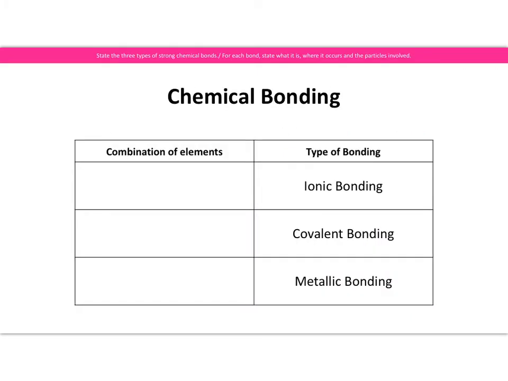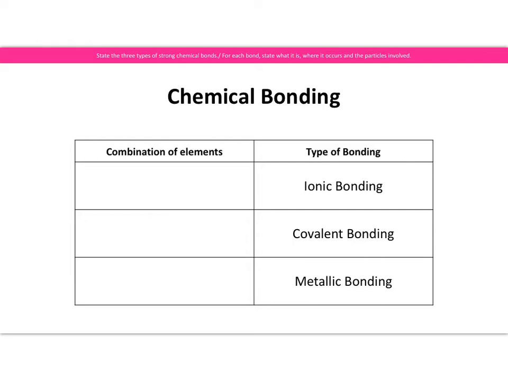So here are the three types of bonding. The first learning objective is to state the three types. Stating them is almost like listing them. So we've got ionic bonding, covalent bonding, and metallic bonding.